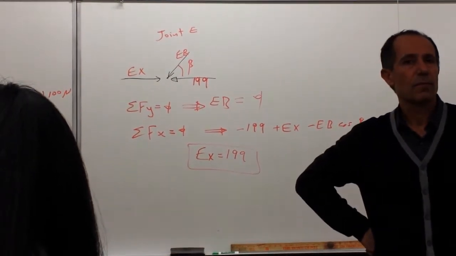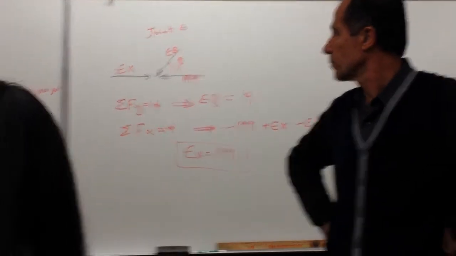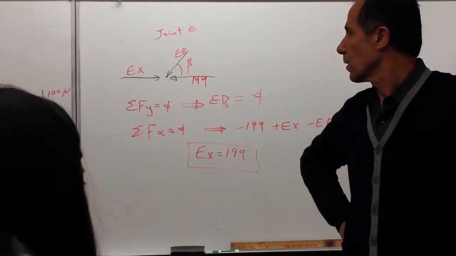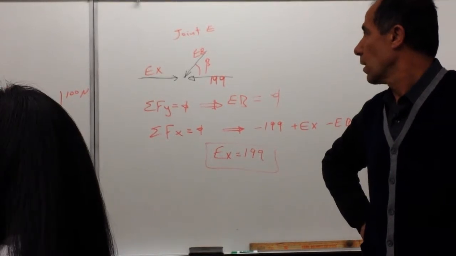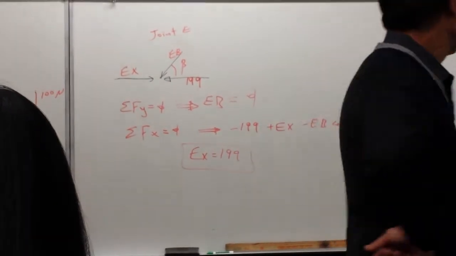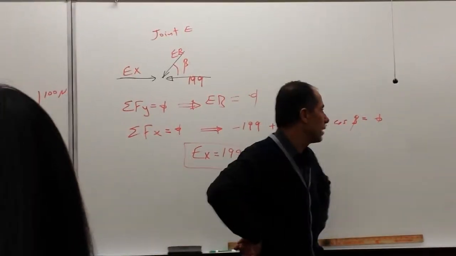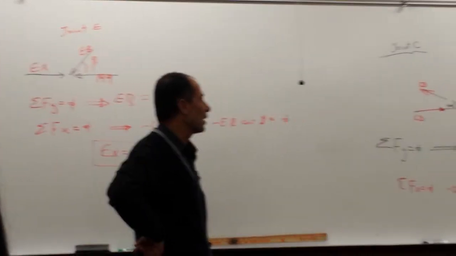What's that? It's 199, not the 350. Maybe somebody calculated CD wrong, and that's why we have 199 instead of 350. Either one of the calculations, one of the numbers is wrong, or let's go to joint C.